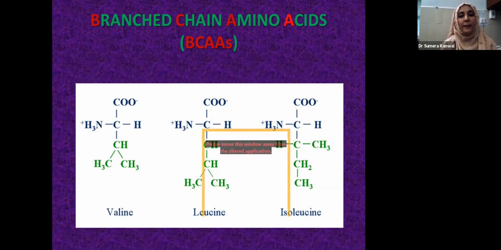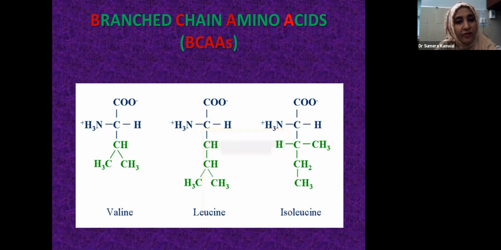We have three types of these amino acids: valine, leucine, and isoleucine. Their R chain contains an aliphatic chain, but not in a linear way. There is a branch present somewhere, so they are branched chain amino acids. Valine, leucine, and isoleucine. These three are the examples of branched chain amino acids.